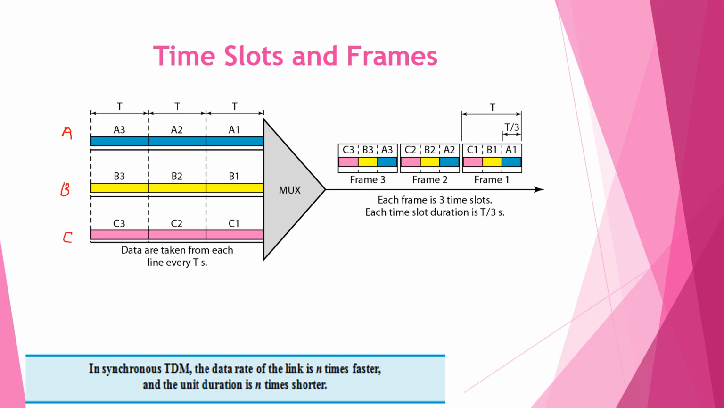Here we can observe that each single data flow is divided into 3 different units like A1, A2, A3, similarly B1, B2, B3 and C1, C2 and C3. So these input units can occupy one input time slot. So this is the input time slot T. Each single input unit can occupy one input time slot.